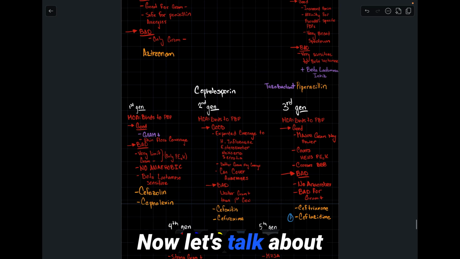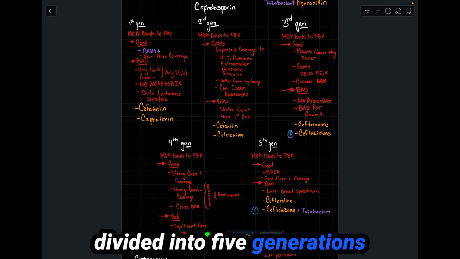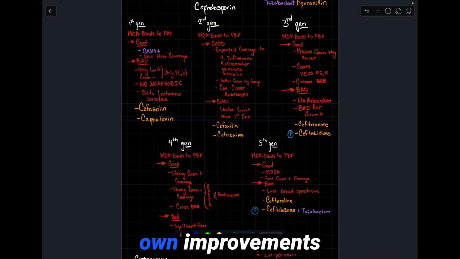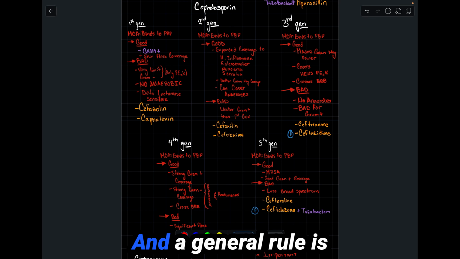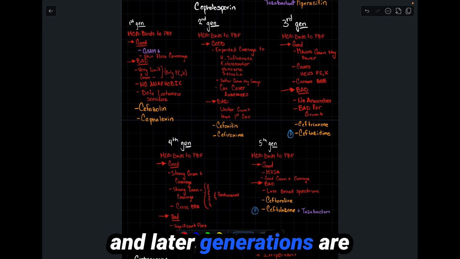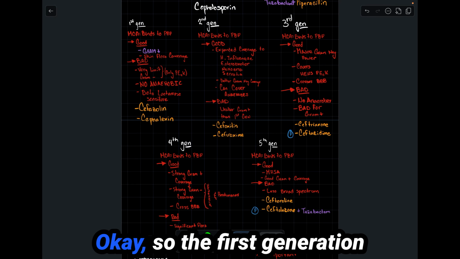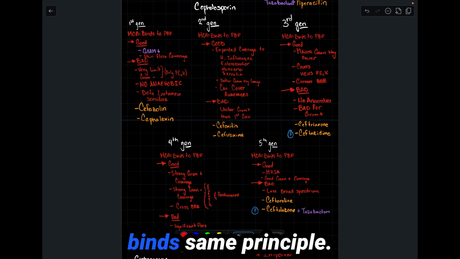All right. Now let's talk about these cephalosporins. So cephalosporins are divided into 5 generations because they themselves have undergone their own improvements to make them better. And a general rule is early generations are better for gram-positive and later generations are better for gram-negative. That's just a general rule. It has its caveats.